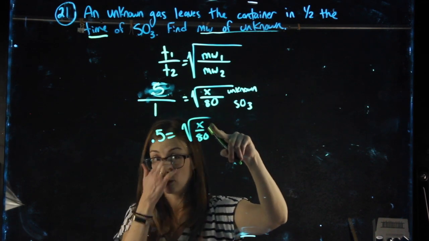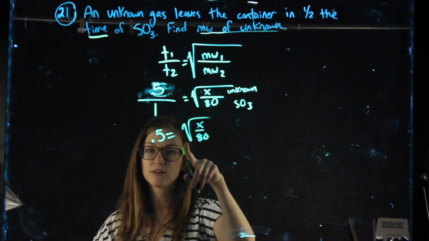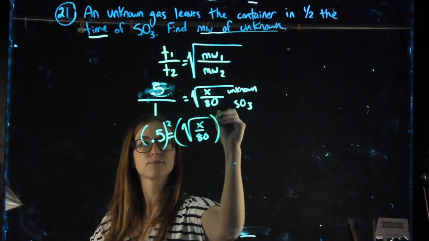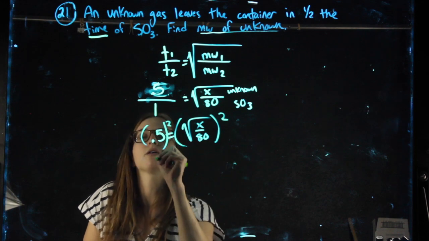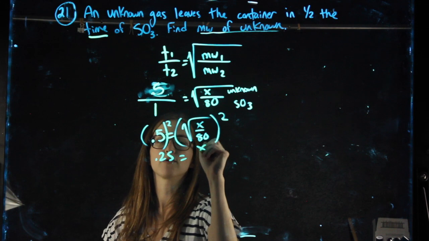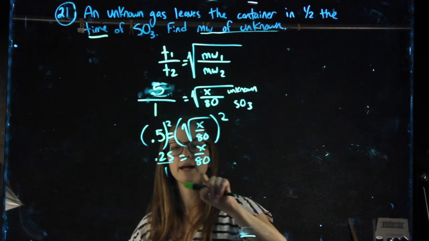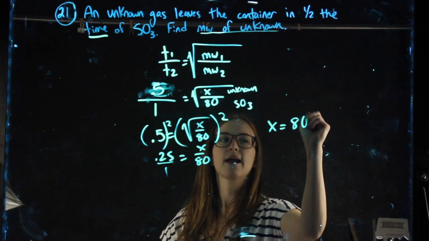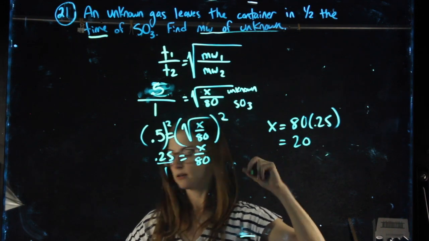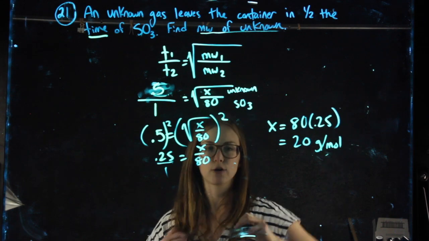But I want that x alone. The square root and the 80 are both in my way. The first thing I have to get rid of is the square root. So we undo that by squaring both sides. 0.5 squared gets us 0.25. The squaring here just removes the square root. Then, putting over 1 and cross multiplying, x is going to be 80 times 0.25, which is 20. That's my molecular weight. The units for molecular weight are grams per mole.